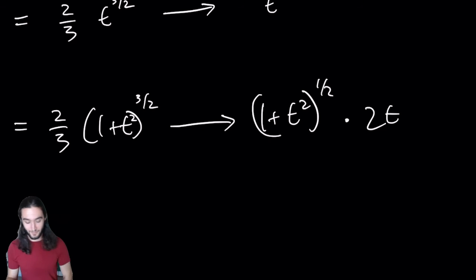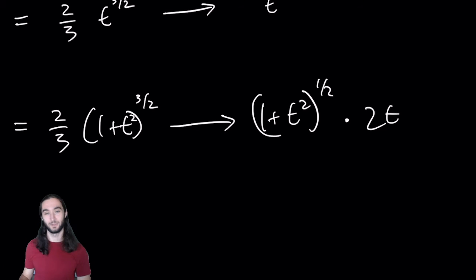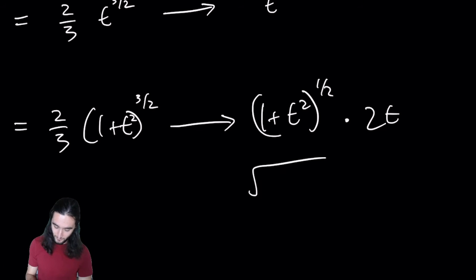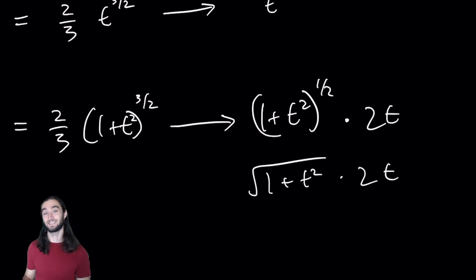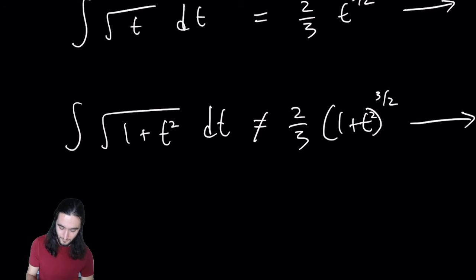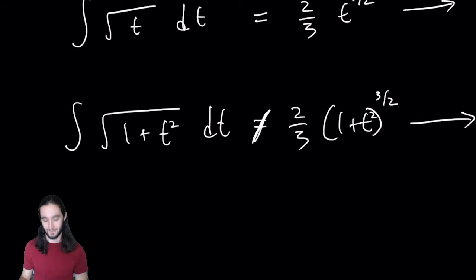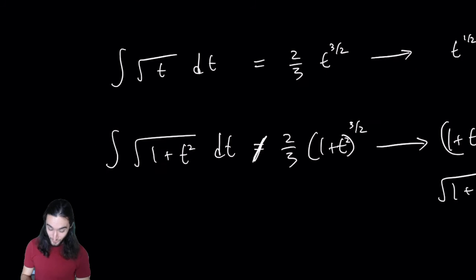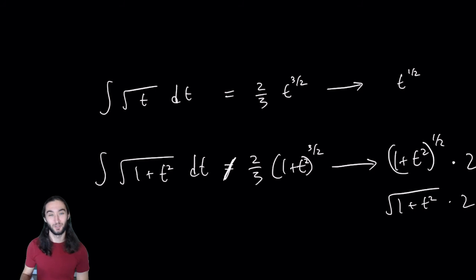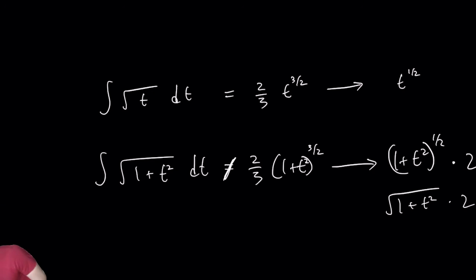So the derivative of this is not the square root of 1 plus t squared. It's the square root of 1 plus t squared times 2t. And that times 2t makes all the difference, right? It turns out that this integral is not that, right? So yeah, the chain rule means it's not so simple to do these composed functions backwards, right? Yeah, so that came up a lot.